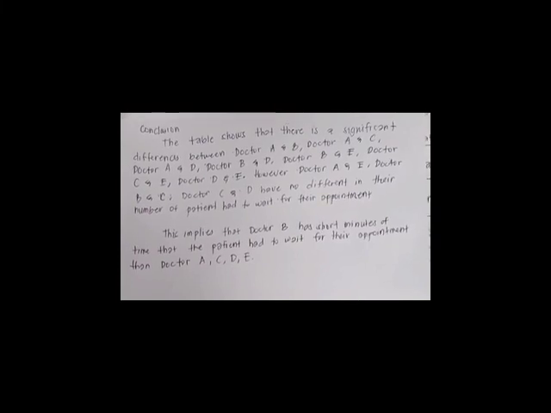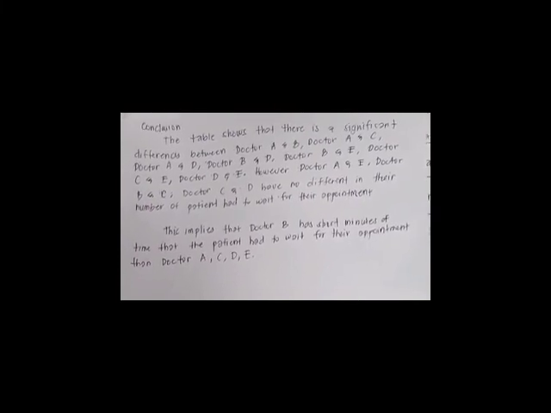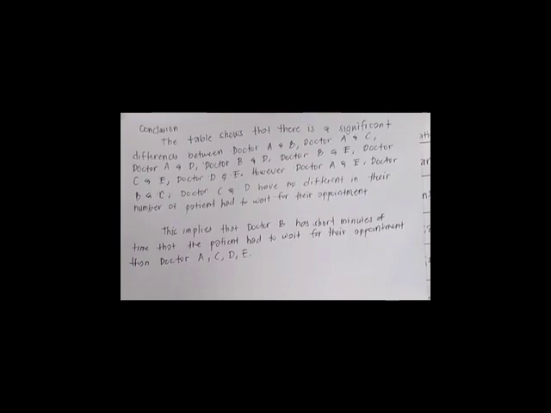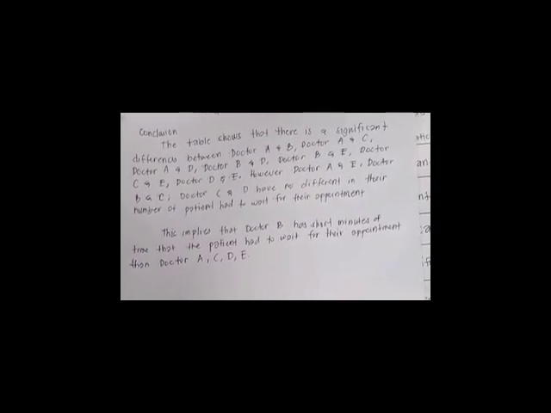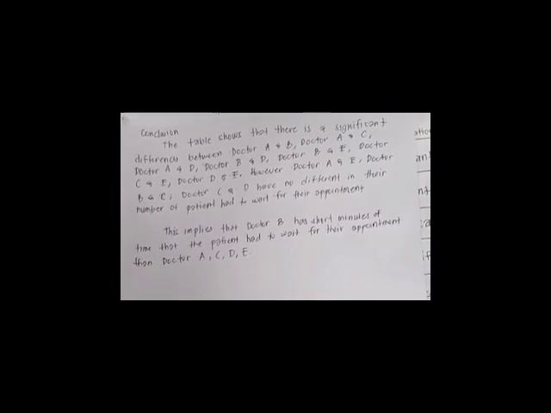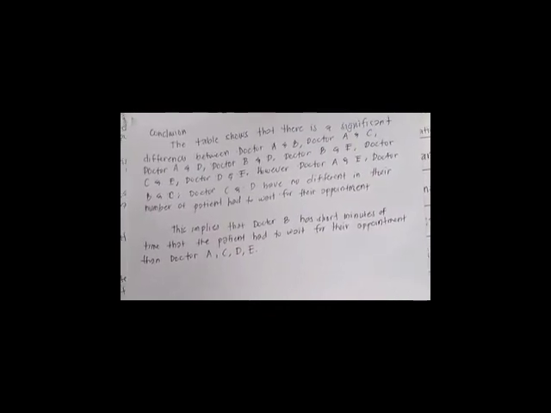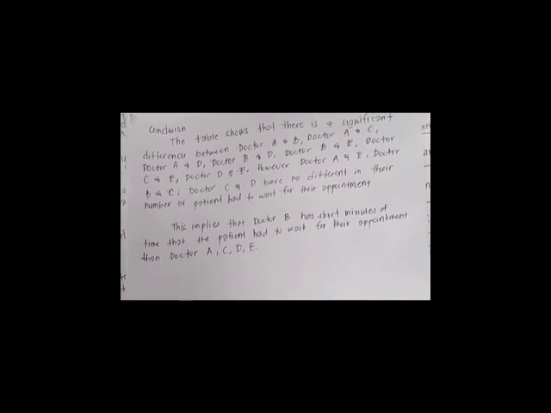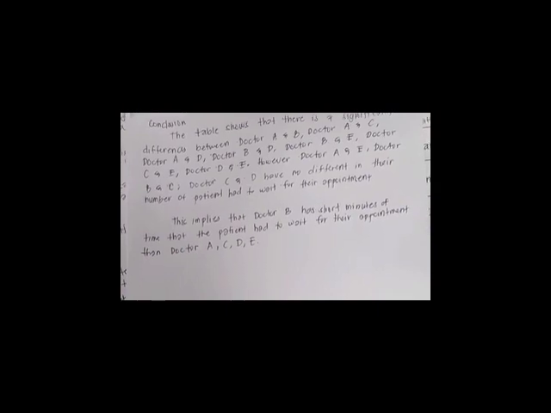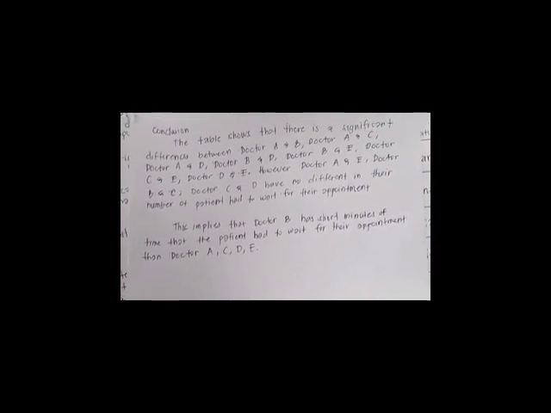In conclusion, the table shows that there is significant difference between Dr. A and B, Dr. A and C, Dr. A and D, Dr. B and D, Dr. B and E, Dr. C and E, Dr. D and E. However, Dr. A and E, Dr. B and C, Dr. C and D have no significant difference in the number of minutes patients had to wait for their appointments. This implies that Dr. B has shorter minutes of time that the patient had to wait for their appointments than Dr. A, C, D, and E. Thank you.